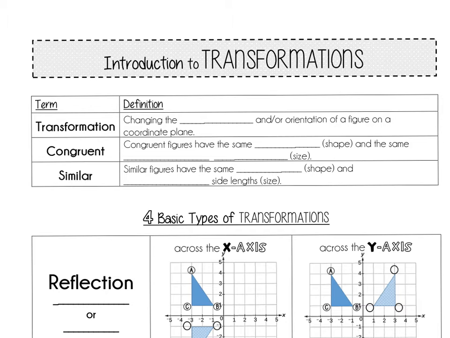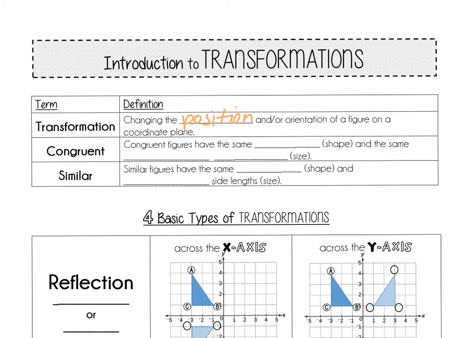We've already looked at some transformations in the Desmos activity, but we're going to look at each one a little more in detail. To begin, a transformation is changing the position and/or orientation of a figure on a coordinate plane. We're going to be looking at two words today in the rest of this unit that will be describing shapes.